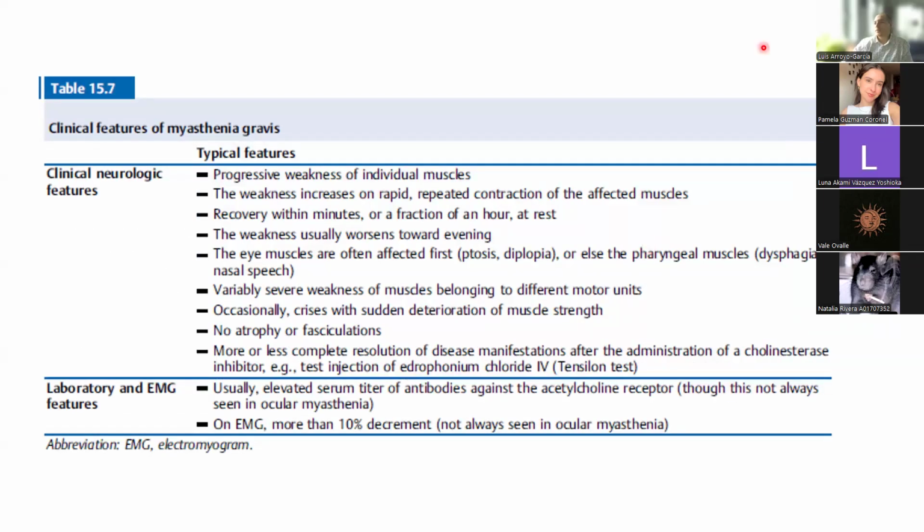So here we have it. There are the clinical features: progressive weakness, as I was saying. And then to find it, we have the EMG that I was telling you about, and then elevated serum antibodies against the receptors.